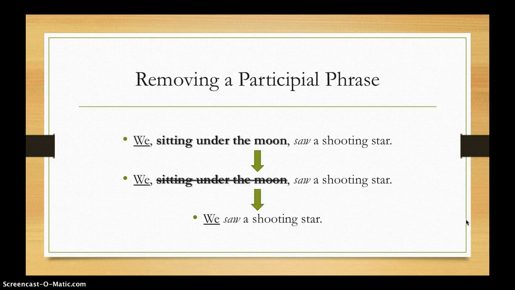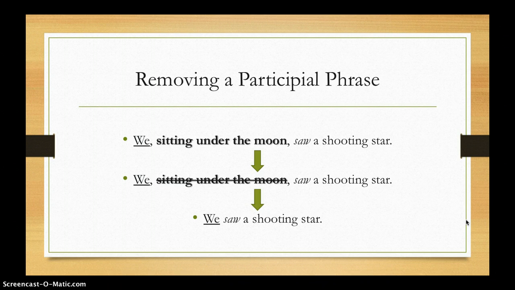So here I'm just taking my sentence from a couple of slides ago and just showing you what it looks like when we remove the participial phrase. So here's we, sitting under the moon, saw a shooting star. So I'm just going to cross that participial phrase out, and then it becomes we saw a shooting star. So we can see we still have that original noun and verb, we being the noun, saw being the verb. We saw a shooting star. So that's still clearly a complete sentence.